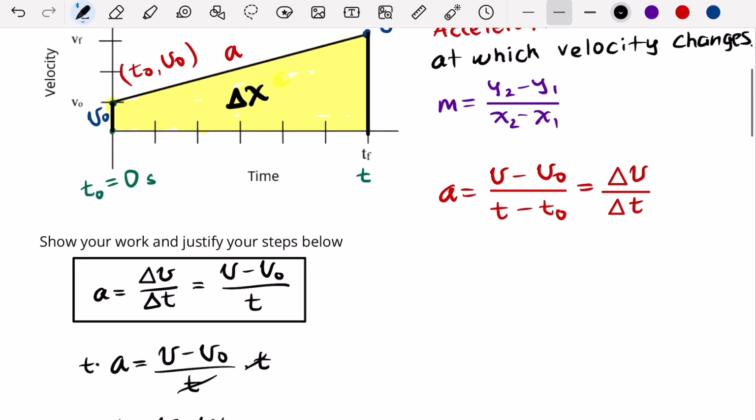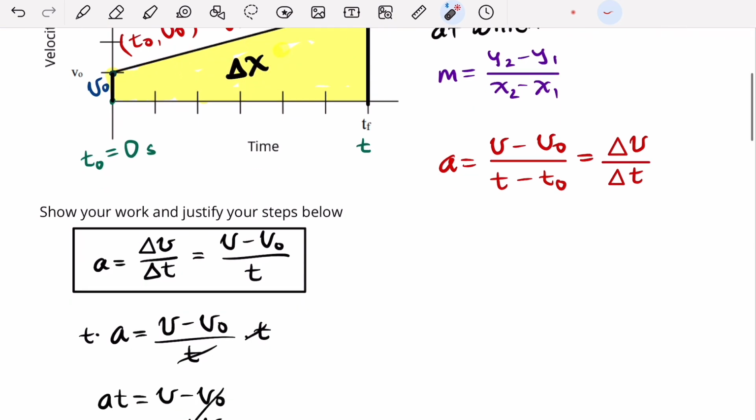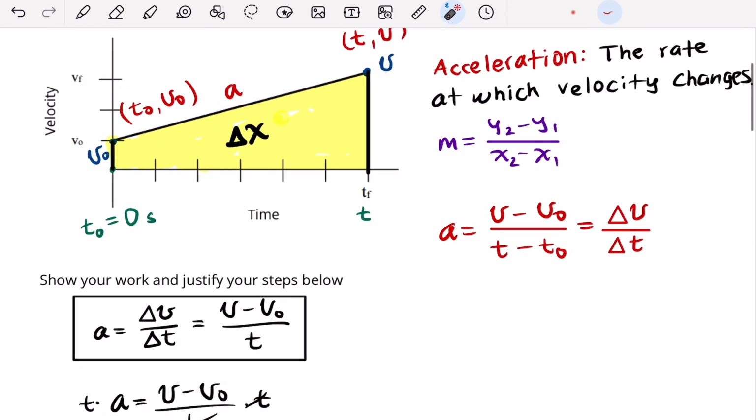And let's use the fact that we said the area underneath the curve is the displacement. Well, if you think about it, this is a trapezoid, a right trapezoid. This is base 1 or base A, base 2, base B, whatever you want to call it. And then this would be the height, okay?